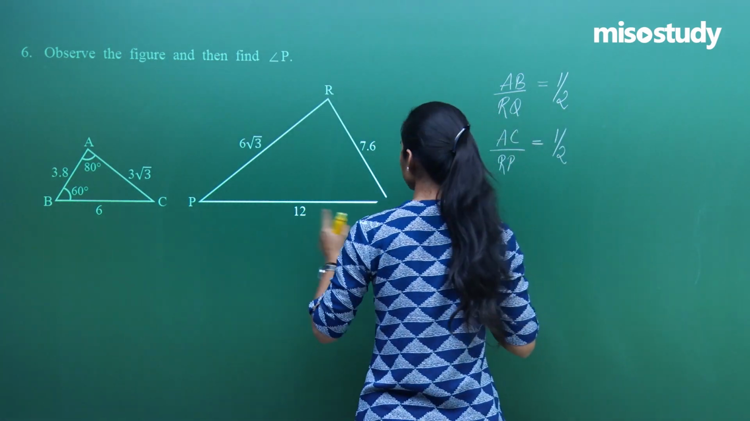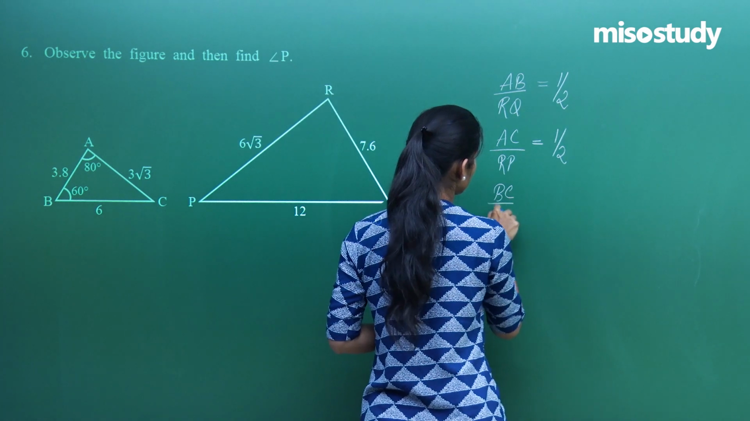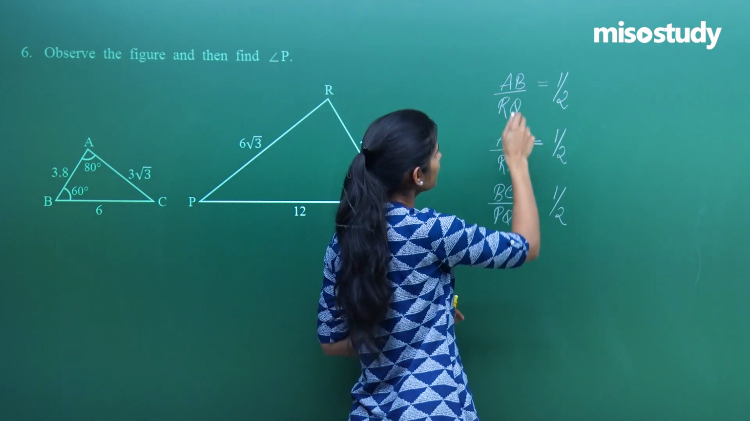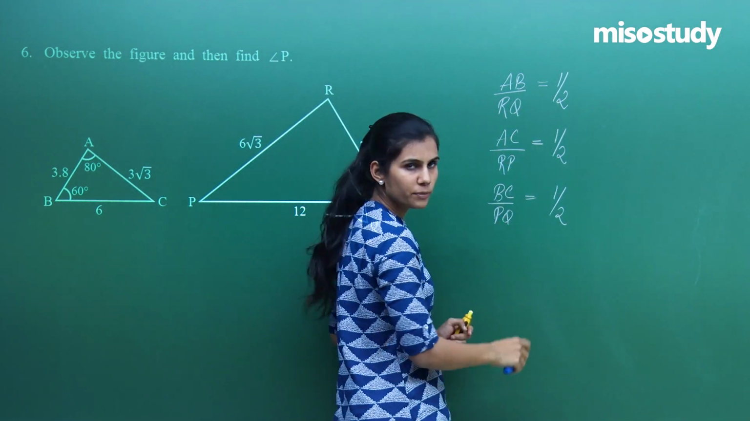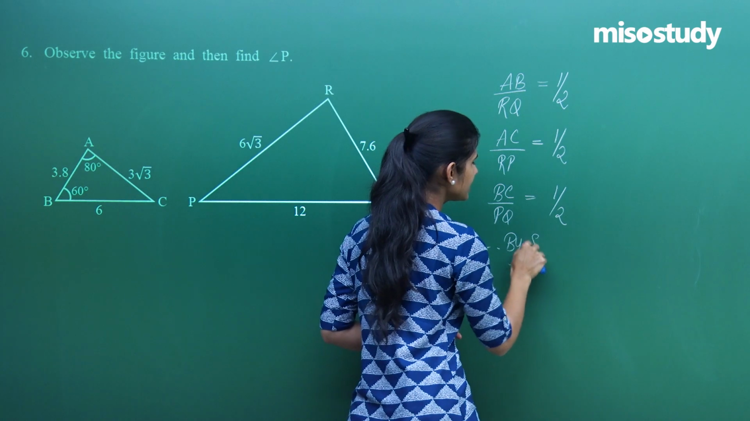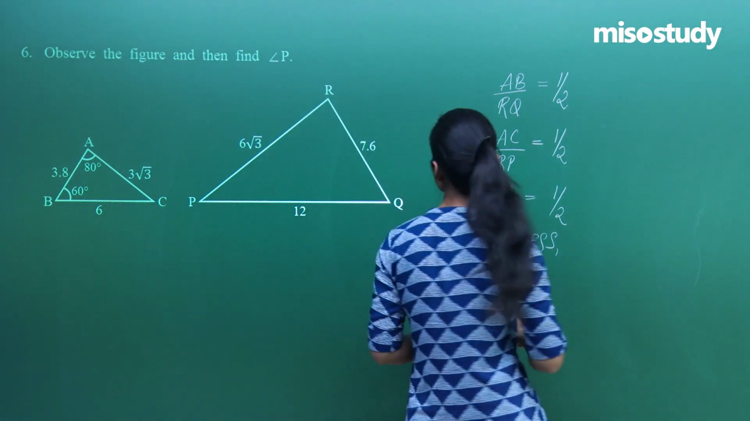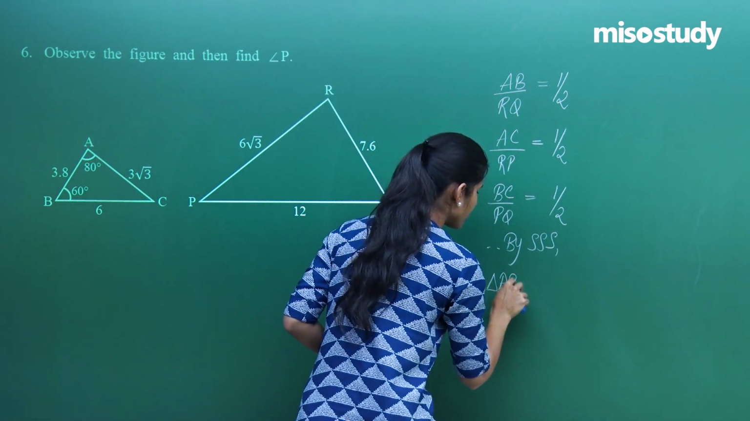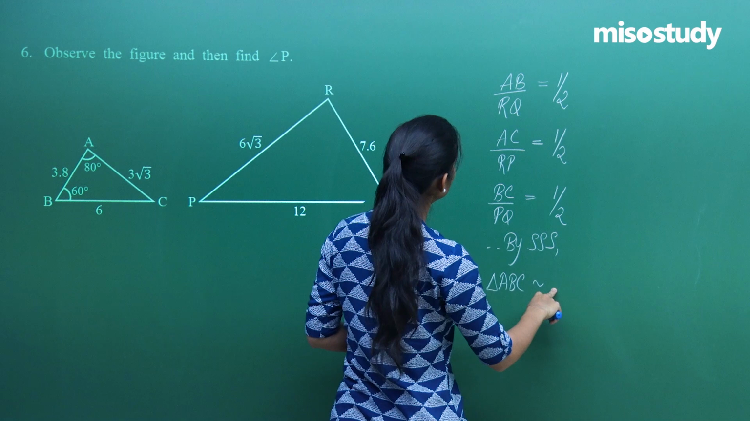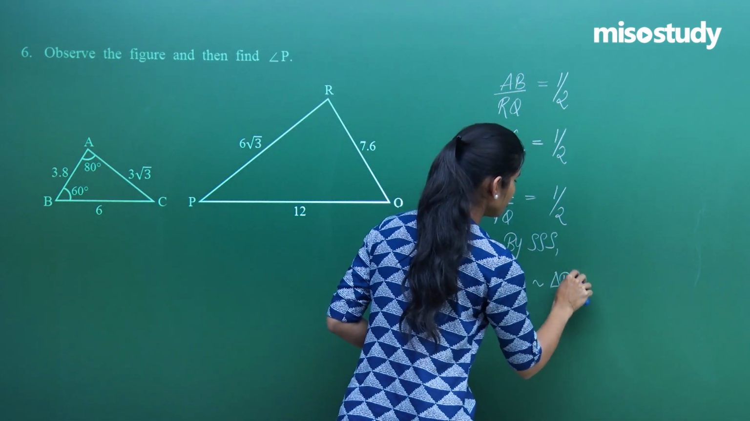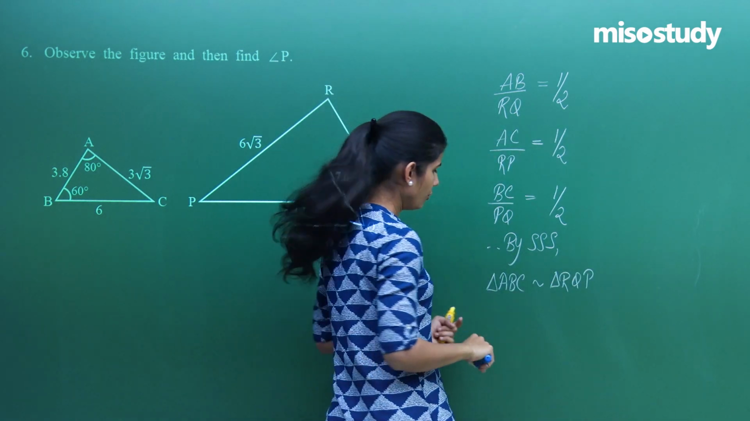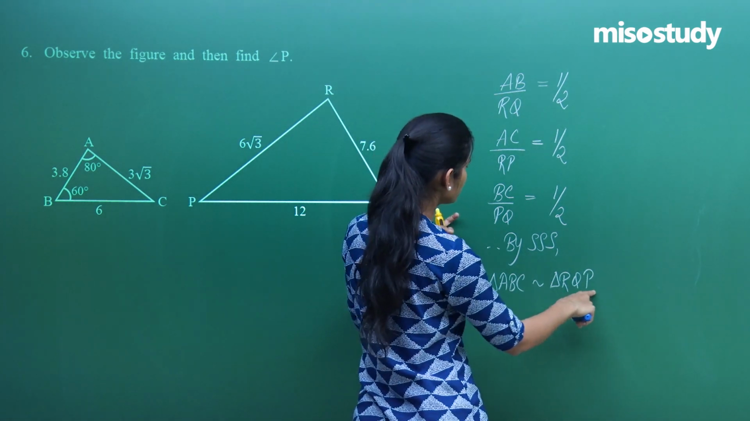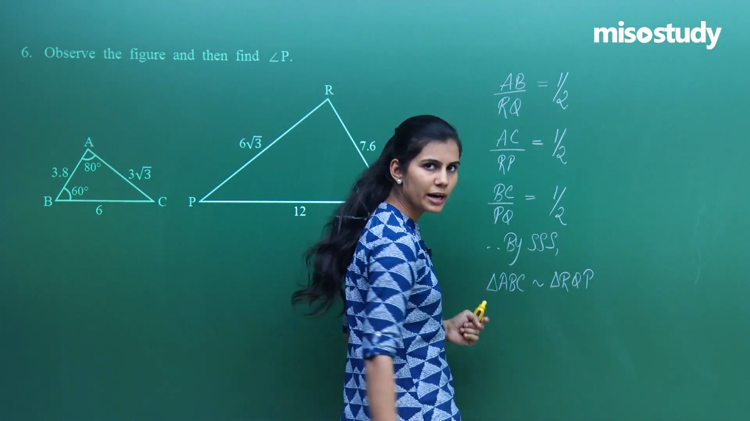And then you have BC upon PQ is equals to 6 upon 12, which is 1 upon 2. So you have AB upon RQ is equal to AC upon RP is equals to BC upon PQ. Therefore, by SSS similarity criteria, both these triangles are similar. Triangle ABC is similar to triangle RQP. Why? Because AB is corresponding to RQ, BC is corresponding to QP, and AC is corresponding to RP.